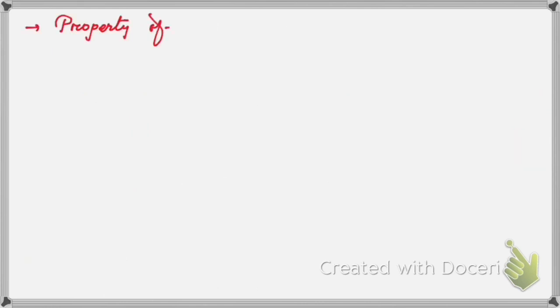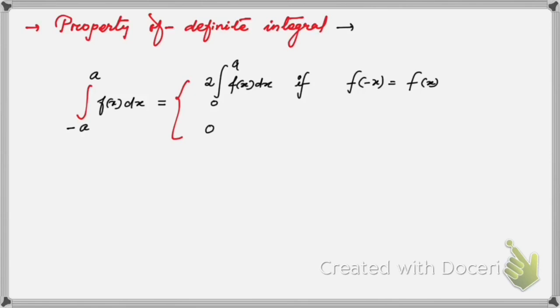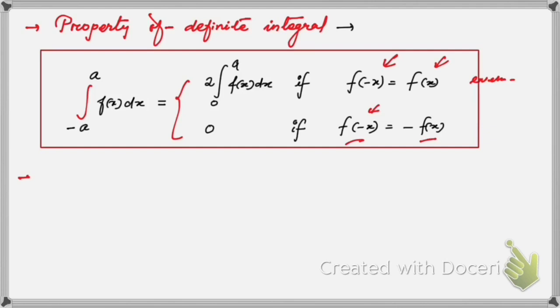Before we take a question, let me write a very important property of the definite integral. If you have the integration from minus a to plus a of f of x dx, then you can write it as 2 times the integral from 0 to a of f of x dx if the function is even, that means f of minus x is equal to f of x. And it will be 0 if the function is odd, that means f of minus x is equal to minus f of x. Then the result of this integral will be 0, right?